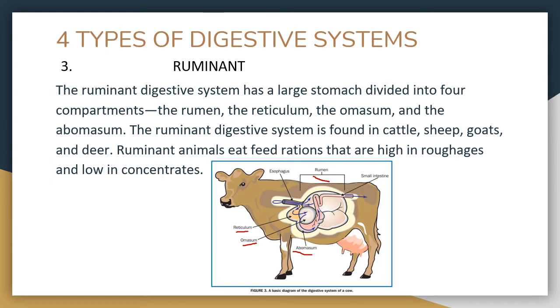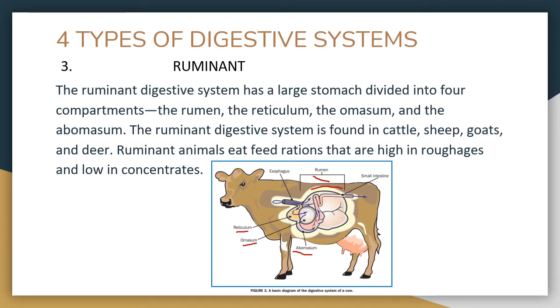You know what concentrates are already. As I mentioned earlier, concentrates are feeds high in energy but low in fiber. Roughages are feedstuffs that are high in fiber but low in energy and typically only 50 to 65% digestible. So the first and largest section of the stomach is the rumen. Okay, here's the rumen. In the rumen, solid feed is mixed and partially broken down.